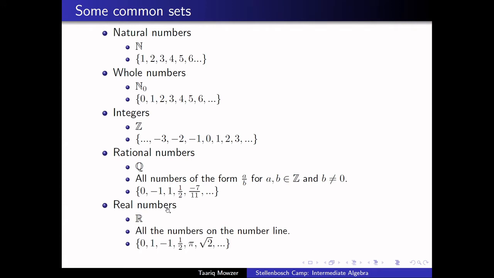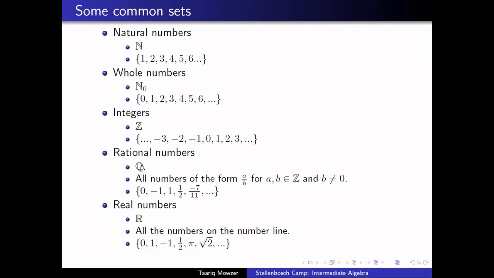Then we go on to the real numbers, which are all the numbers on the number line. And that's the best definition I can give you right now. Actual definitions of the real numbers are often quite complicated, but this definition is good enough for our purposes. It's all the numbers you can probably think of. 0, 1, -1, a half, pi, square root of 2.